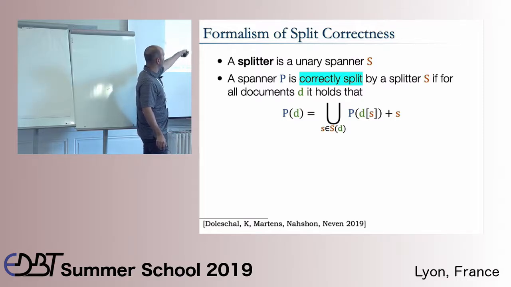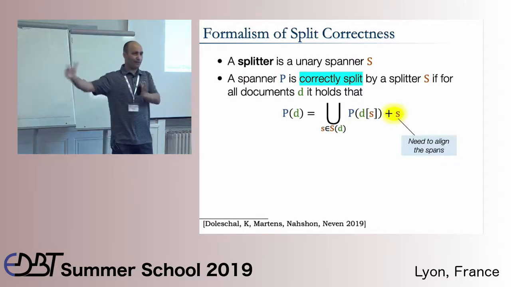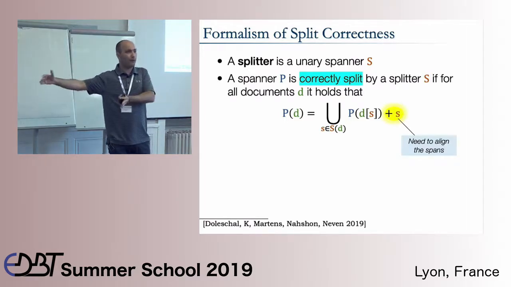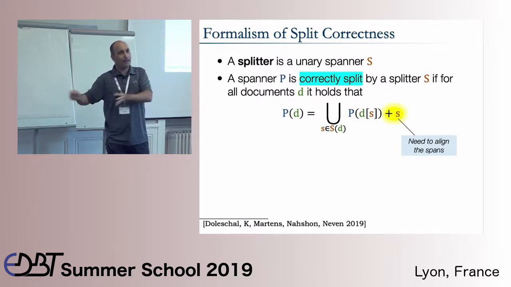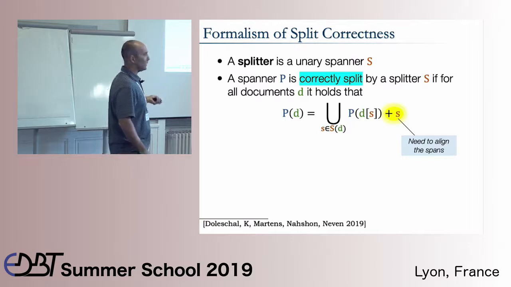Okay, so we're going over all of the spans that we get from the splitter. We apply P to the corresponding string, and that's it. But we also need to align these spans, because if I have a span extracted from chunk number 1000, then the second symbol is actually the n+2 symbol. Okay, so we need to have this alignment.